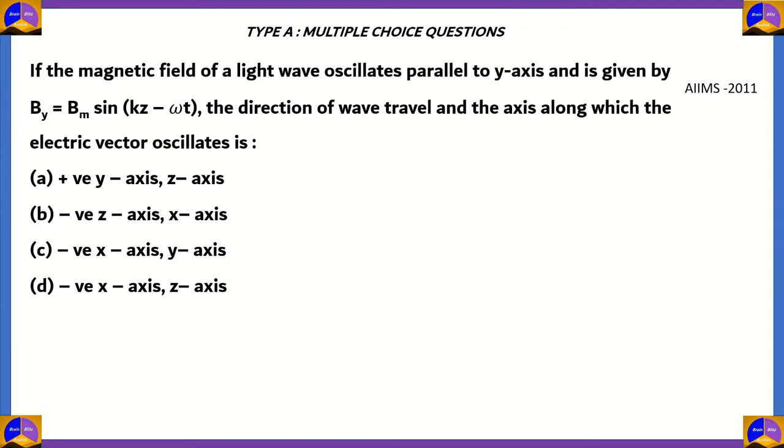Next question. If the magnetic field of a light wave oscillates parallel to the y-axis and it is given by the equation By = Bm sin(kz − ωt), the direction of wave travel and the axis along which the electric vector oscillates is. Here we're asked to find out two quantities using the equation By = Bm sin(kz − ωt). Let's look at that equation in some detail.